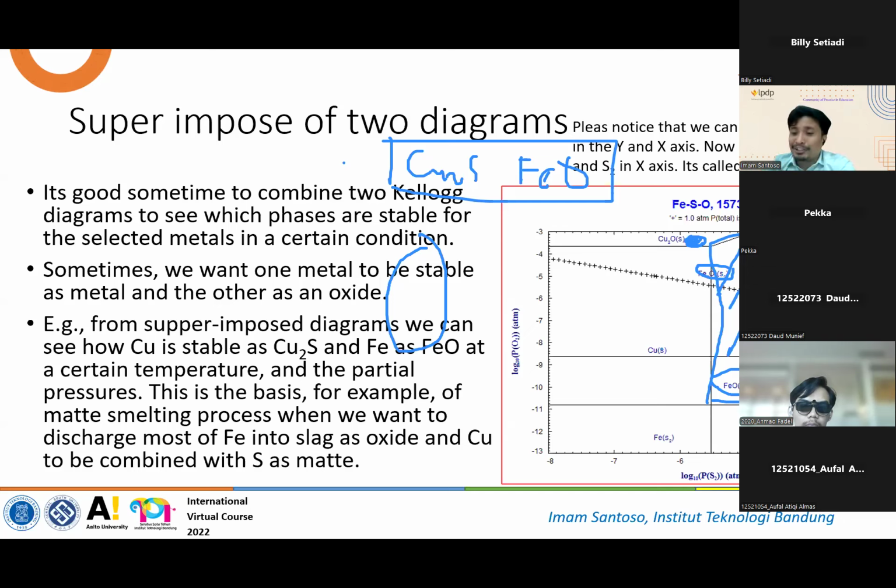So this is really important. Therefore, the operation needs to be in here. The sulfur pressure needs to be above this one, and the oxygen pressure needs to be below this one. Okay, you all need to be controlled so that the smelting condition is located in this area.